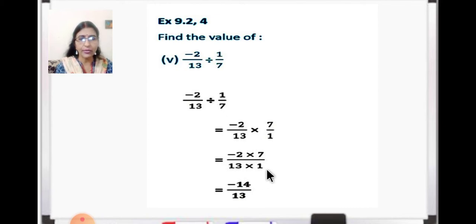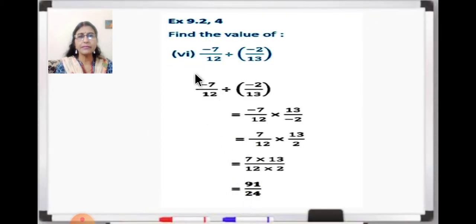Now you will see, can you reduce any of the numbers? No. So then what we'll do? We are going to multiply. 2 sevens are 14 and then negative multiplied by positive is negative, upon 13 ones are 13. So answer is minus 14 upon 13.